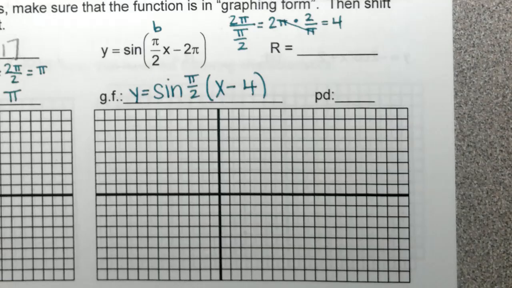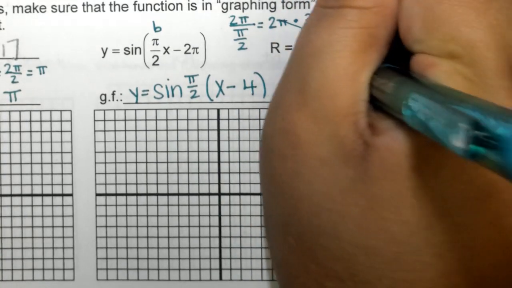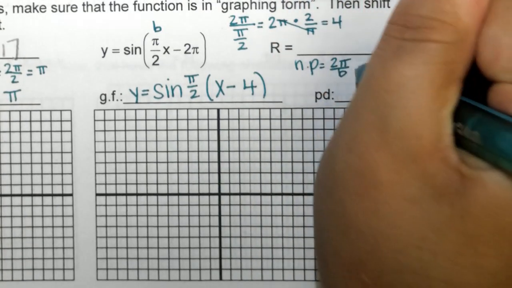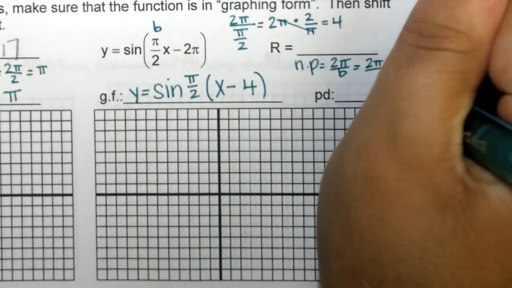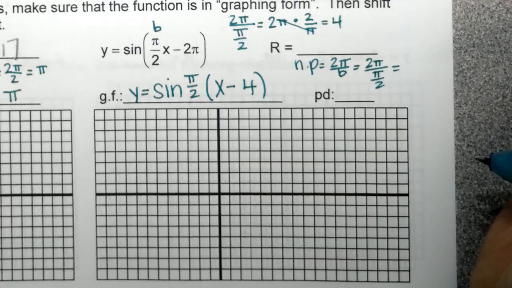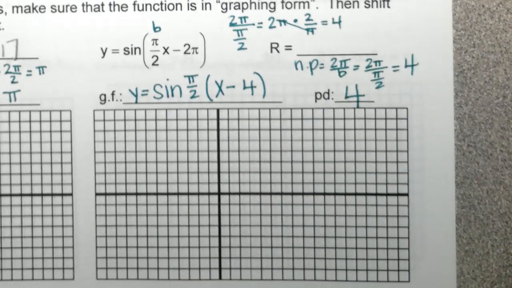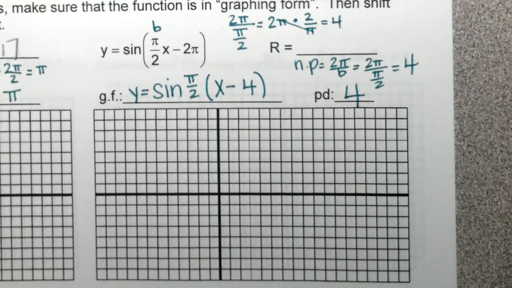Cool. Now what? Find the new period. What is my new period going to be? 2 pi over b. What's my b? Hey, didn't we just do this? What is 2 pi over 2? 4. So my new period is 4. Am I going too fast? No. Ask me a question.